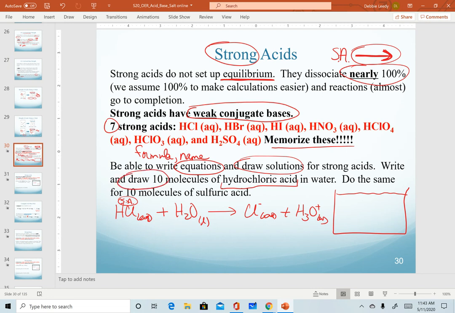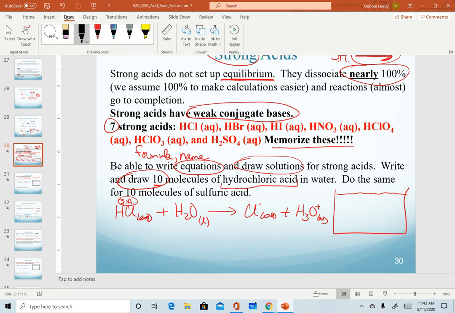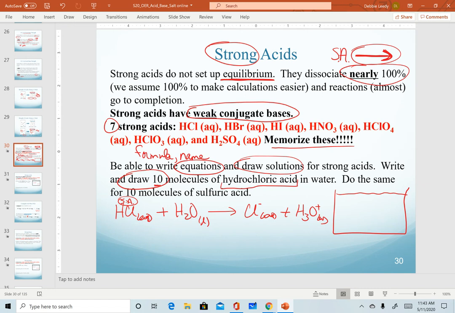We're going to draw what 10 molecules of hydrochloric acid will do in water. The number 10 is relatively random. It's enough for us to show degree of dissociation, but not so much to be overwhelming. So again, 10 molecules, a relatively random number. Any number works. I just chose 10 here.